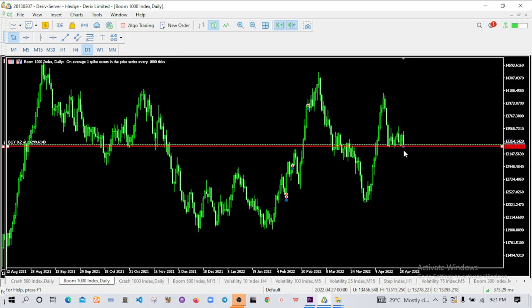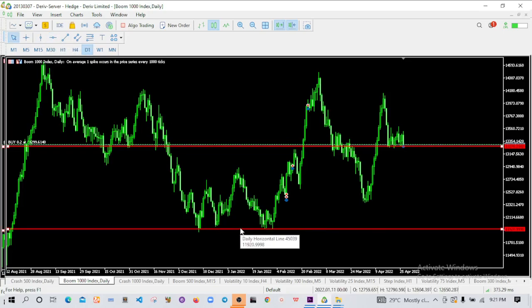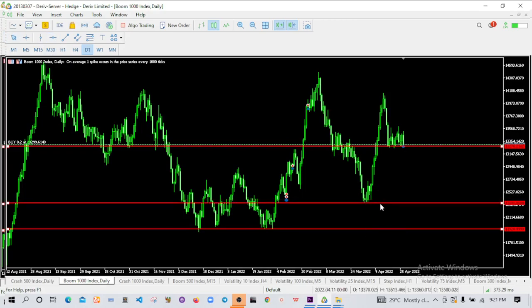That's my first line there. So I will pick other support levels. This is another support level here. It's another support level. We have another support level right here. But I will be focusing on the price. Now I'll pick my trend line and connect this. You can see here.